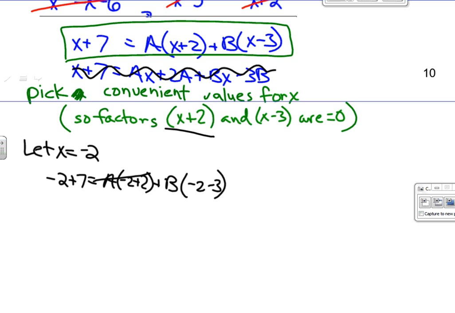Because now I'll be able to figure out what B is, and I have no x anymore because I picked a value for x. So 7 minus 2 is 5 equals negative 5 times B. When I divide by negative 5, B is negative 1.